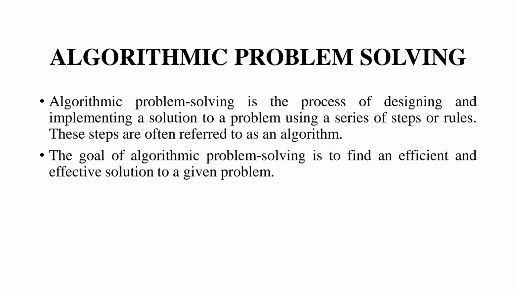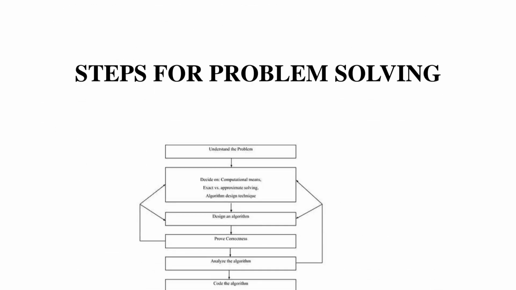Now, algorithmic problem solving is the process of designing and implementing a solution to the problem, that is designing of an algorithm. This process will be carried out in few steps, and the goal of algorithmic problem solving is to find an effective solution to the problem. As we see, each and every problem will have so many solutions, and we need to find an optimal solution out of all, with the main two things called time and space complexity. So to achieve that, we can see the steps in algorithmic problem solving in the next slide.